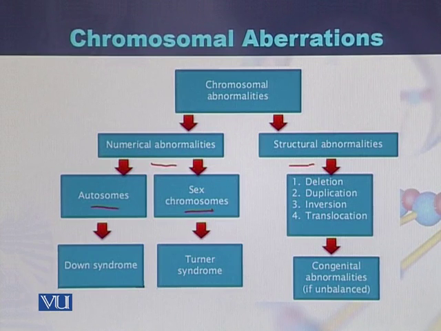If we take an example of a change in the number of autosomes, the example would be Down syndrome, which is due to the trisomies of chromosome 13, chromosome 18 and chromosome 21. While in the case of sex chromosomes, the disease is Turner syndrome. On the other hand, if we see the structural abnormalities, there may be deletions of the chromosome, duplications of the chromosome, inversions and translocations of the chromosome.